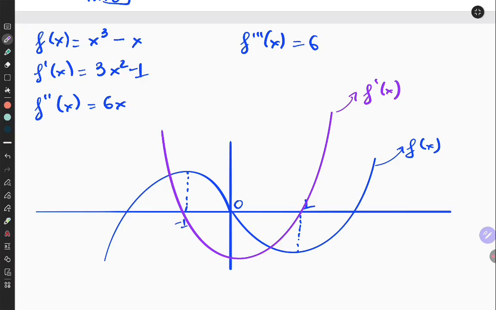Then when you have the second derivative equal to 0, you have inflection points. Technically, this point right here, 0. 6x. Why is that? Is it consistent?